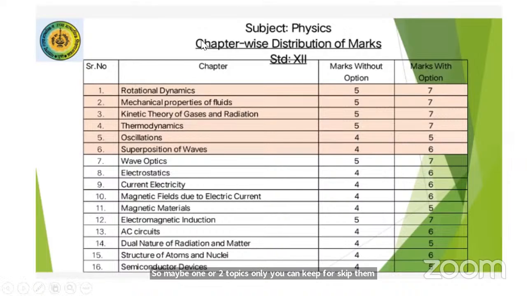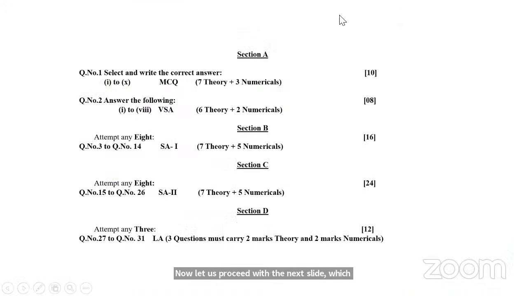But I would suggest that you should at least go through each chapter. As I go further in my presentation, I'll be showing you some slides which will cover the key points for quick revision. So at least those points you should study, right? So this is the marks distribution allotted to each chapter, and depending on that weightage, you decide how much time you want to spend preparing each chapter. Now let us proceed with the next slide, which will explain the paper pattern.